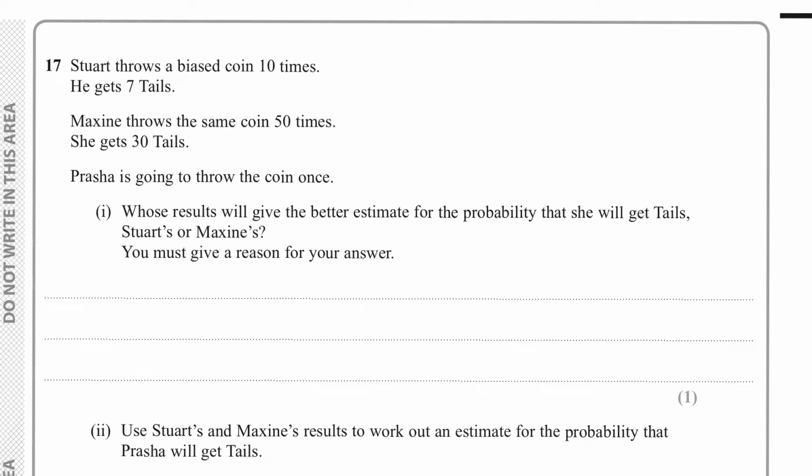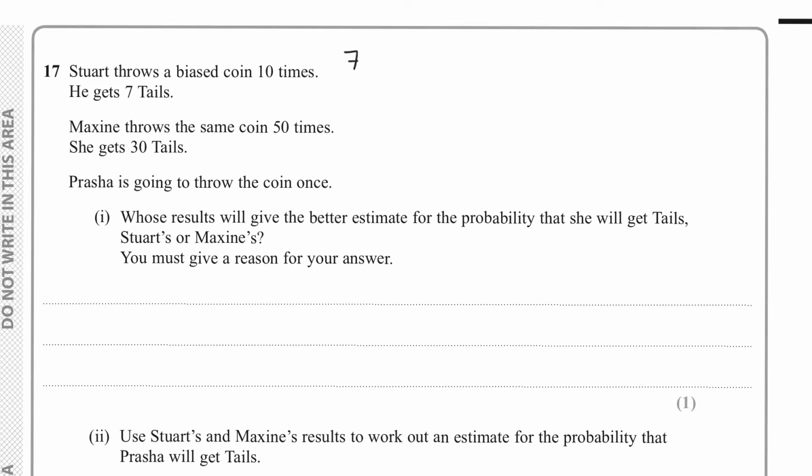So let's first of all work out their probabilities of getting tails. Out of 10 throws, Stuart gets 7 tails. Stuart's probability of tails is 7 out of 10. Maxine gets 30 out of 50. So we're going to simplify this fraction. That would end up as 3/5, which we're going to make the same denominator as the top one. So for converting this to 10 as a denominator, you would times 5 by 2, do that to the top. So you end up with 6/10. So we can see that Stuart's probability of 7/10 is higher than Maxine's probability of 6 out of 10.